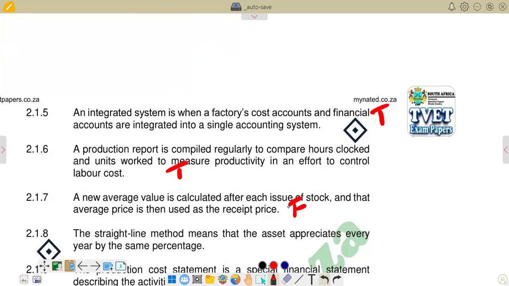Then we go to the next one. The straight line method means that the asset appreciates every year by the same percentage. Sorry, this is false. Remember, the straight line method calculates depreciation, and whenever there's depreciation, it reduces the carrying value of the non-current asset, so it doesn't appreciate. So 2.1.8 is false.